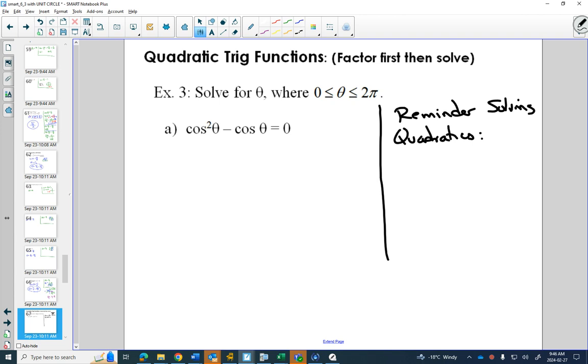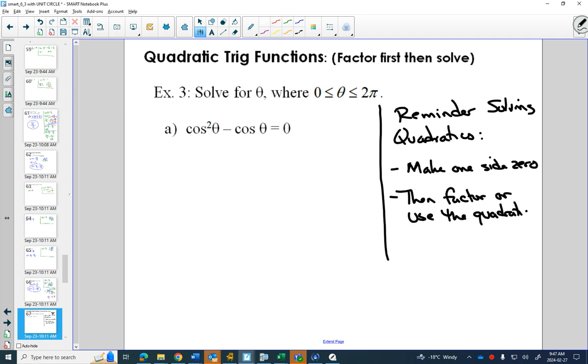Your teachers probably said this a ton in grade 11. So in grade 11, they would have said, first of all, you need to make one side 0. Then you either had to factor or use the quadratic formula. But it's very important that one side is equal to 0 first before you do either of those.